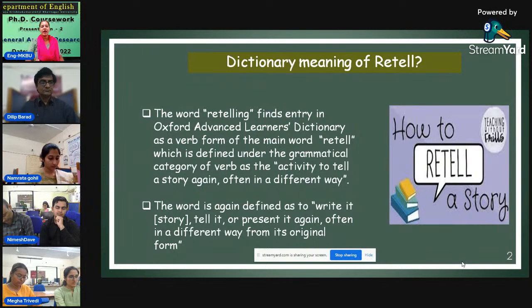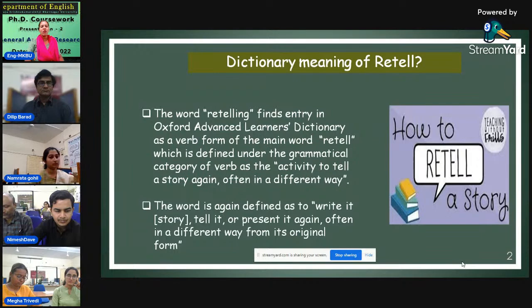Because the authors use a variety of techniques to write the retellings, and nowadays female authors centralize female characters rather than male characters, feminism is also a major point in the retellings. Here the word is again defined as to write its story, tell it or present it again, often in a different way from its original form.